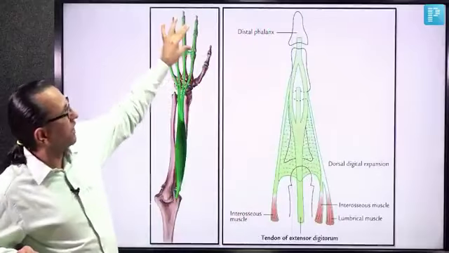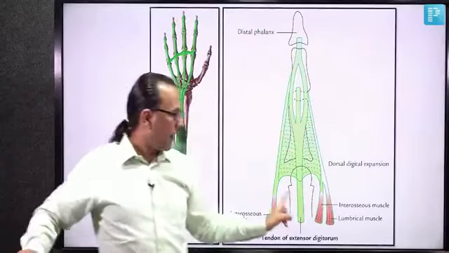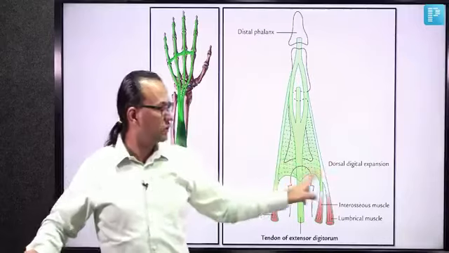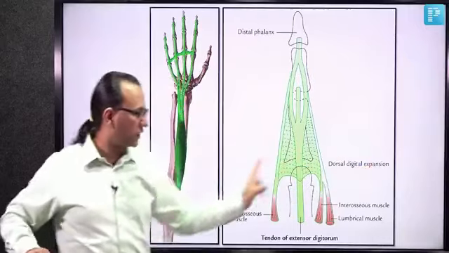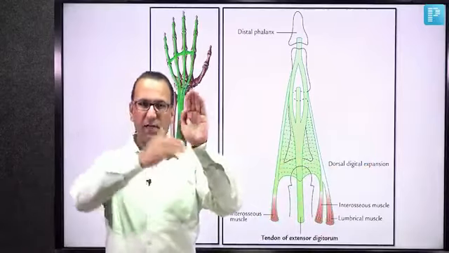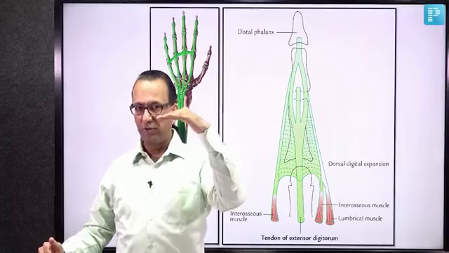So here we have magnified the dorsal digital expansion. This is the distal phalanx, middle phalanx, and proximal phalanx. And you see that it is basically the extensor digitorum tendon which is producing this dorsal digital expansion. But here are inserted the interossei and the lumbrical muscles which are coming from the anterior side. As they come to the posterior side and insert here, they can help the extensor digitorum in interphalangeal extension.